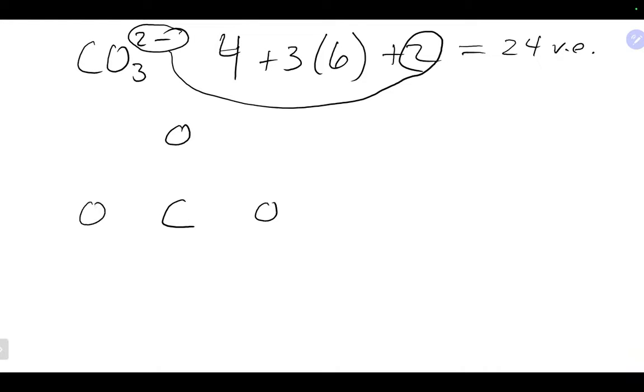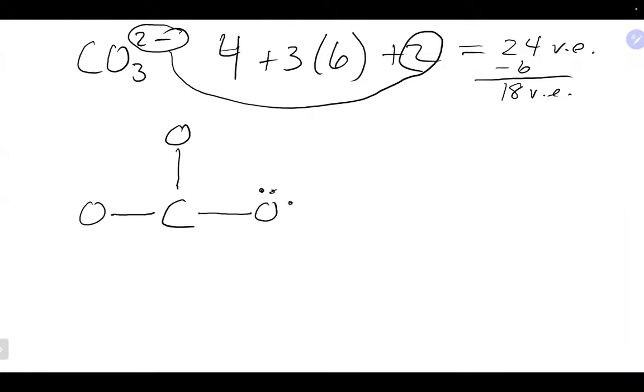I'm going to do a single bond from the carbon to each oxygen. I've used up how many electrons there? I've used up 2, 4, 6 electrons. So that is 18 still to go, I think. And at this point, we're going to put those on the outside, in pairs.